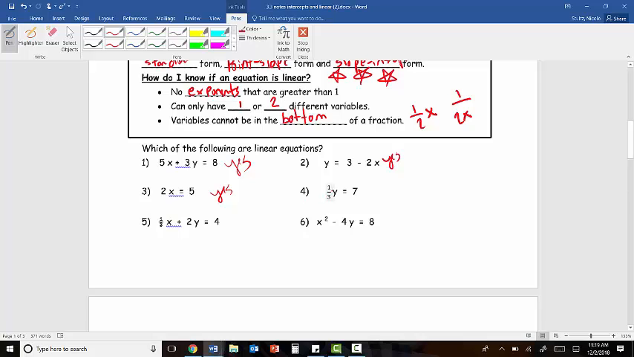Number 4 has a fraction, but y isn't in the bottom, so it's okay to have fractions. You just don't want the letter to be in the bottom. Same thing with the next one. You have a fraction with a letter, but the letter is not in the bottom, so we're okay. And then the last one, we see an x squared, and right off the bat, that means no.